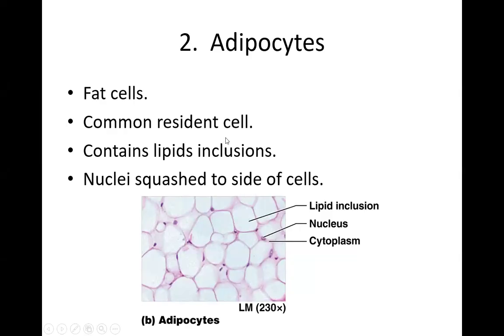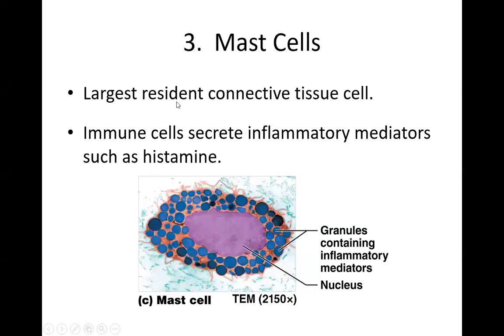They are common resident cells and they contain lipid inclusions, and the nuclei are squashed to the side of the cells. You see the nuclei are squashed to the sides of the cells. These are your adipocytes.